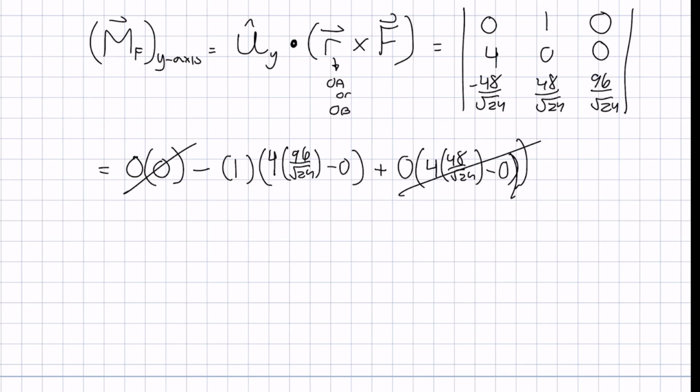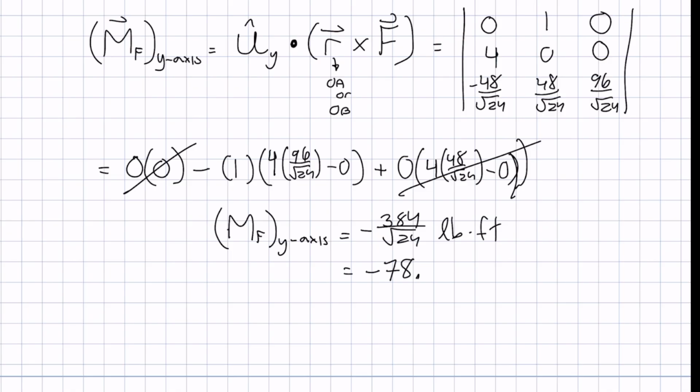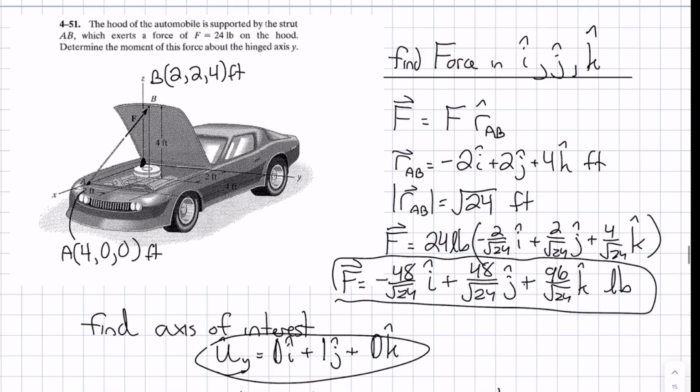And what you end up with is minus 384 over root 24. It's not a vector, it's a scalar quantity, pound feet, which works out to basically negative 78.4 pound feet. This just means it's clockwise around the y-axis, which makes sense because if you look at it, the strut is pushing the hood up this way, and the hood would want to rotate clockwise around the y-axis, which we know clockwise is the negative direction.